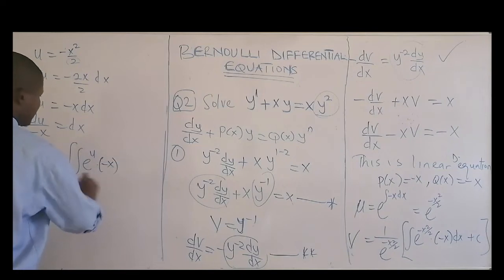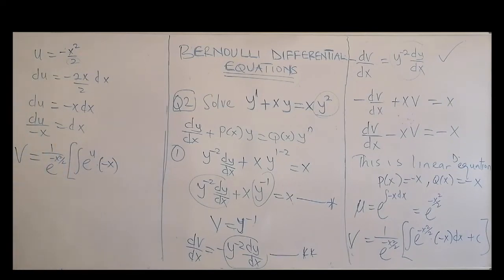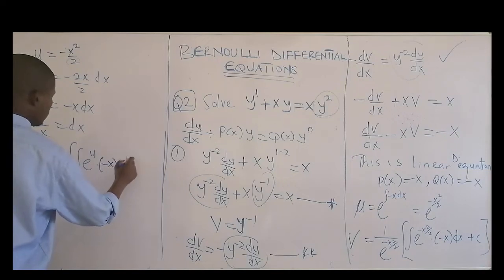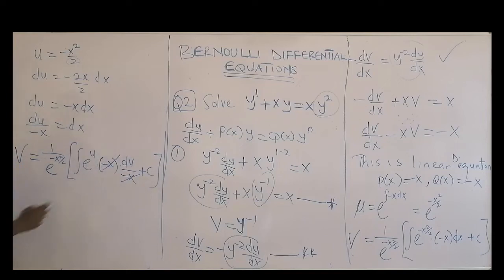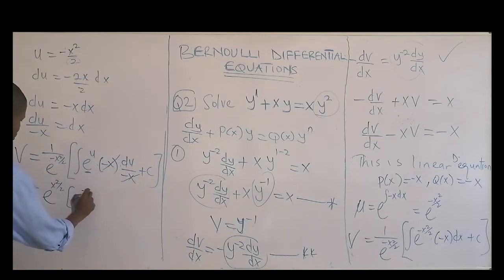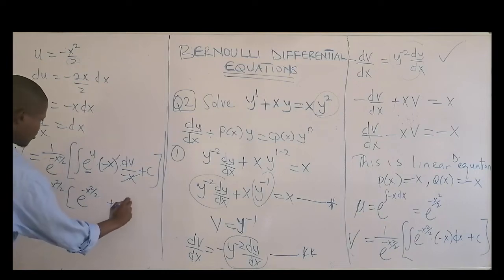minus x here, then dx is what? I have my dx, that's du over minus x, then plus c. So this one and this one will go. Here I've already said that this 1 over is already a minus, so minus minus, so it will just be e to the minus x squared over 2, times the integral of e^u. You can return the u back, and your u is minus x squared over 2, then plus c.